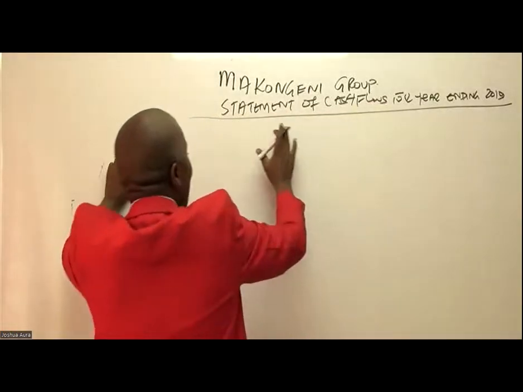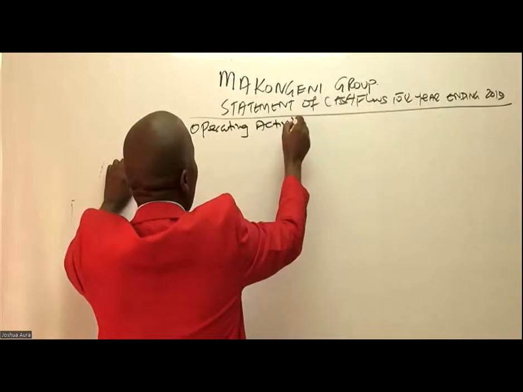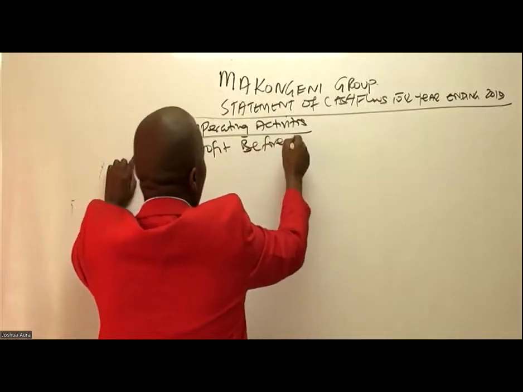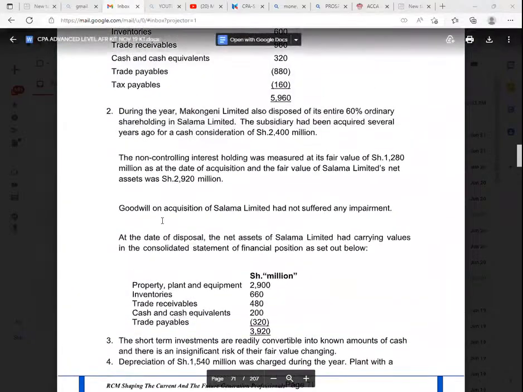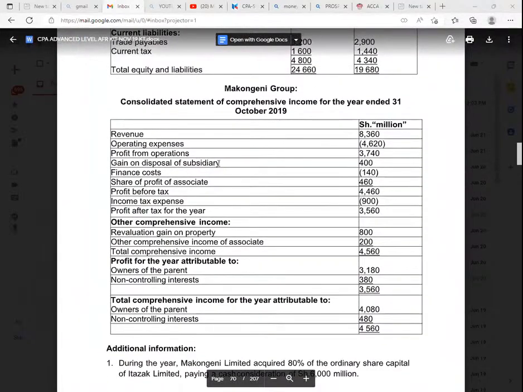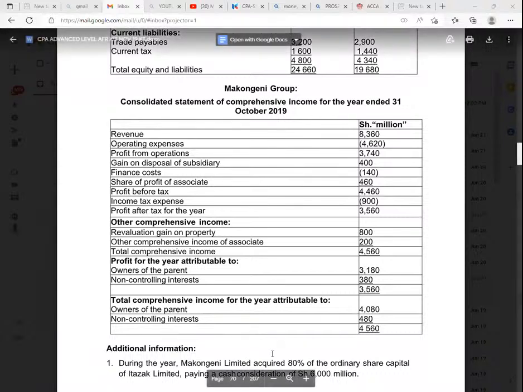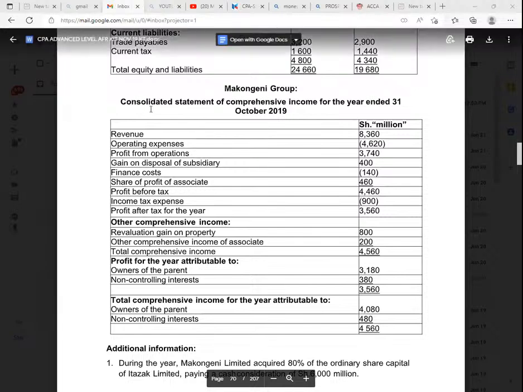It's indirect method. When it's indirect method, we know how to get started. So we have here the operating activities. Operating activities, what do we have, my friends? We start with the profit before tax. Are you able to see the profit before tax? Go back to the income statement. Yes, profit before tax. What figure am I seeing here? Is it 4460? Profit before tax, 4460, thank you very much.